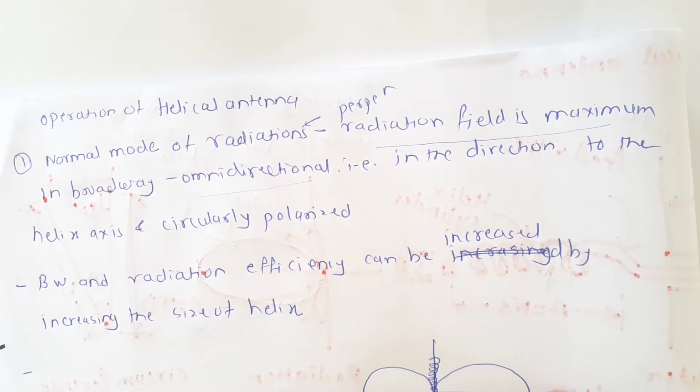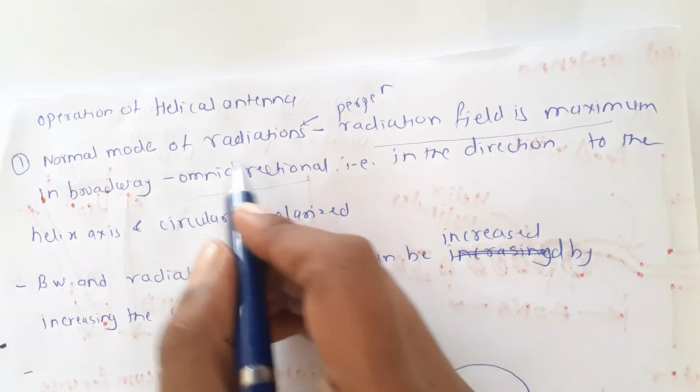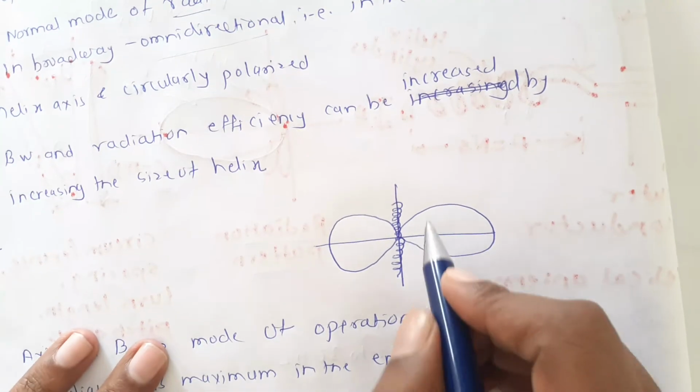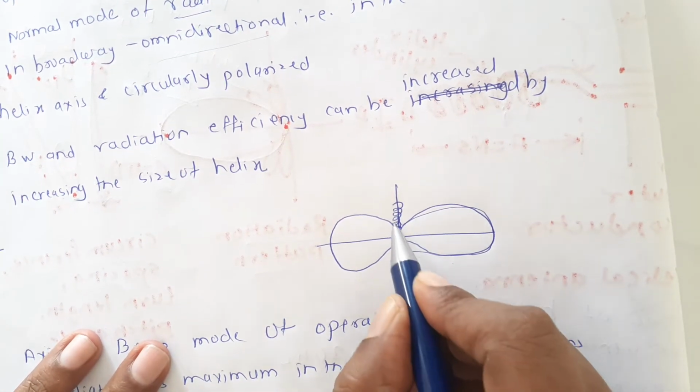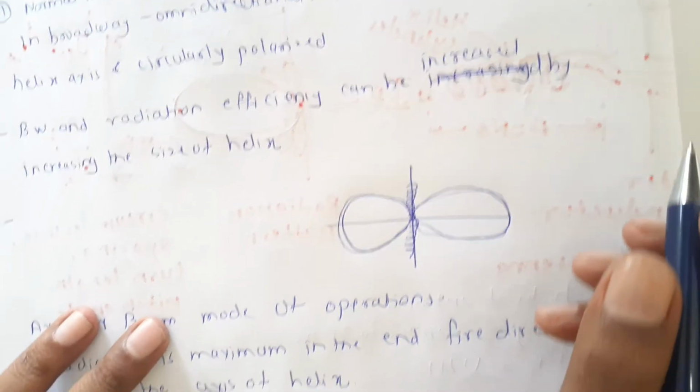Radiation field is maximum in broadside, that is in the direction normal to the helix axis, and circularly or nearly circularly polarized waves. In this particular mode of operation, we will observe the radiation pattern like this one. So this type of radiation pattern is also called an omnidirectional radiation pattern.